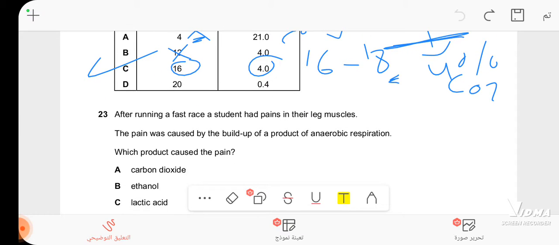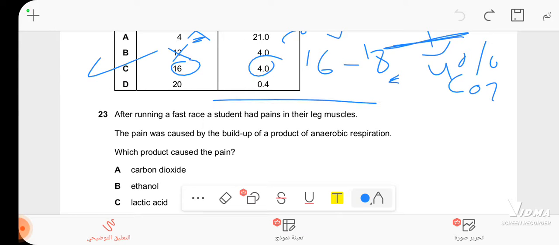Question number 23. After running a fast race, a student had pains in their leg. Pains in their leg, we call it muscle strain, or strains. The pain was caused by a build-up of a product of anaerobic respiration.